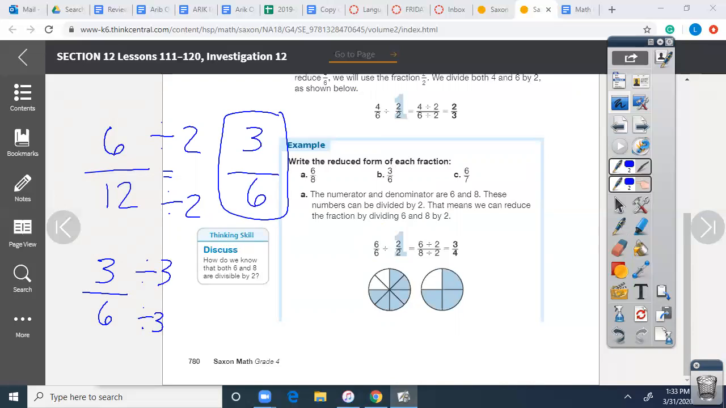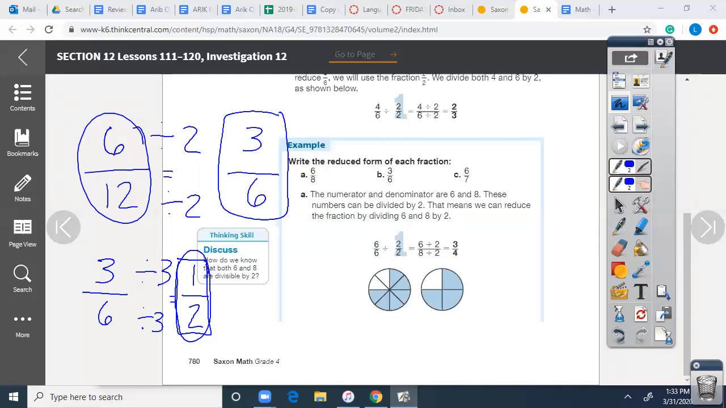So 3 divided by 3 equals 1. 6 divided by 3 equals 2. So our answer is actually 1/2. That is what 6/12, this number in its simplest form, is actually that number. Okay?